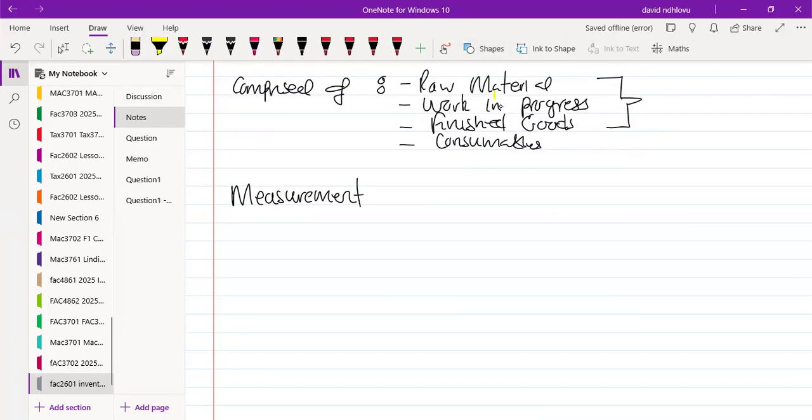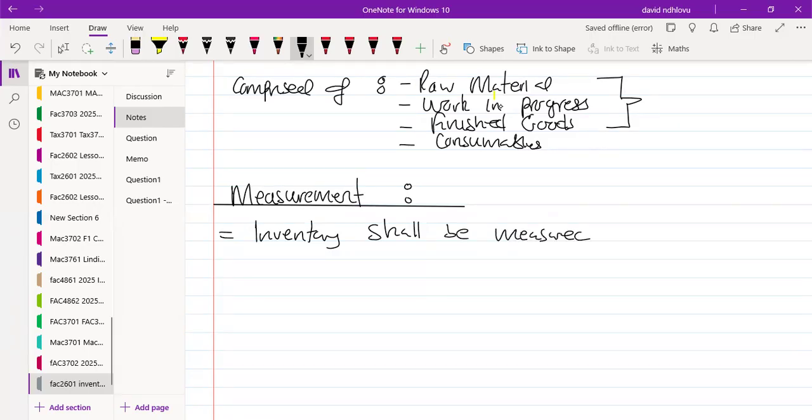There is a particular principle that we have to follow at all times when dealing with inventory. The principle says inventory shall always be measured at the lower of cost or net realizable value.